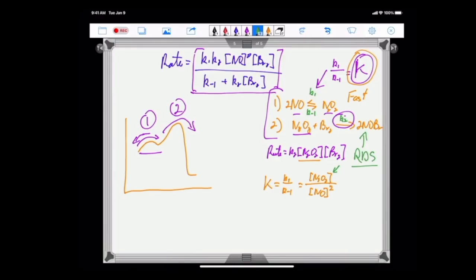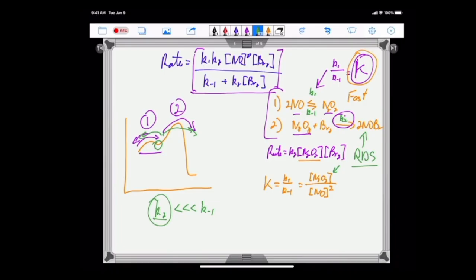Now, the other way to express it is to say that in this case K2, the second step, is much, much less than K minus 1. Basically, it's much faster to go back to starting material than it is to move forward to products if we're starting at this intermediate. So under that case, K2 is the smallest of our rate constants. That's the slow step that we're dealing with.